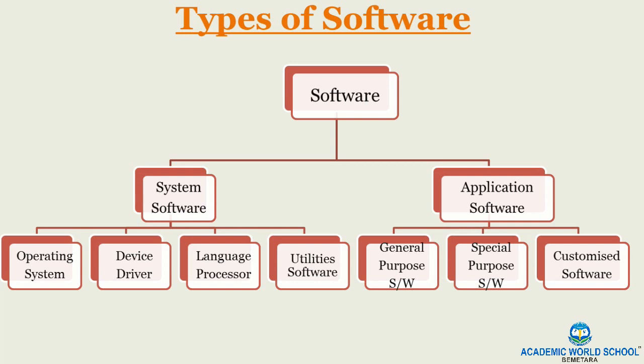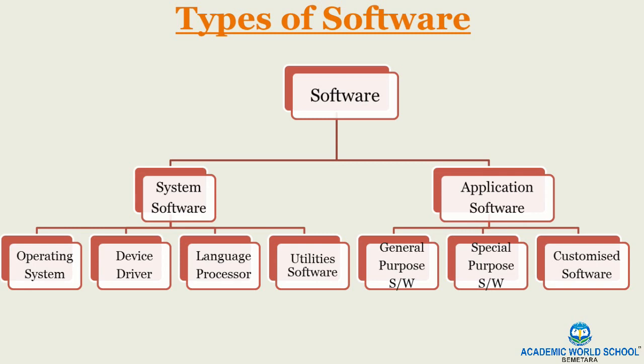And the last one is customized software. Customized software is designed according to the need of the user. Suppose you are a shopkeeper of a grocery, the owner of a shop, and you require software where you can maintain the details of your groceries. At that time you call a programmer and tell your requirement, and the programmer designs software according to your need and provides it to you. So this type of software will be called customized software.